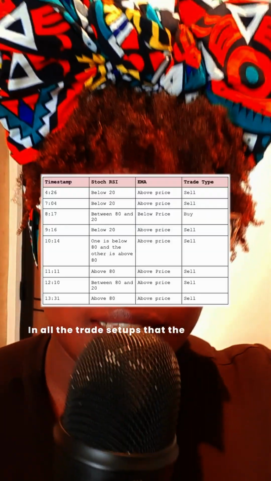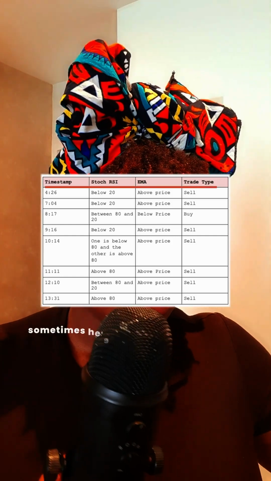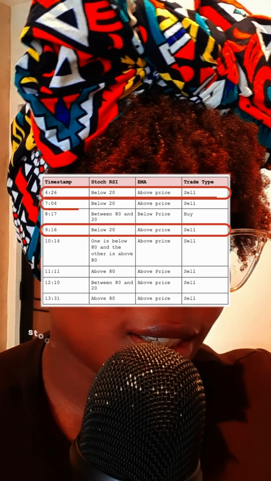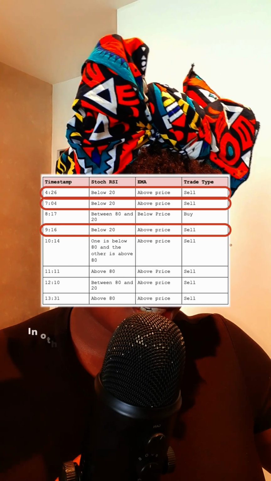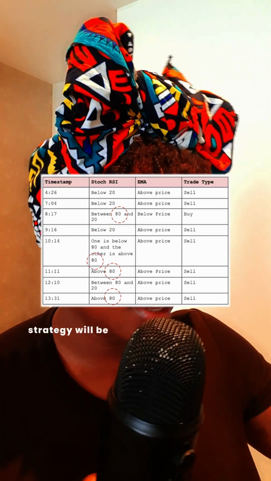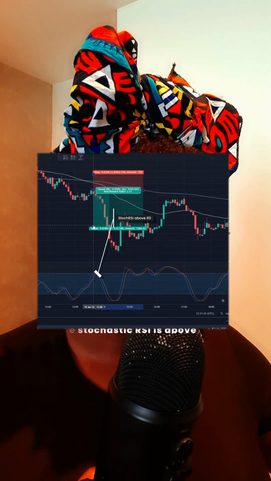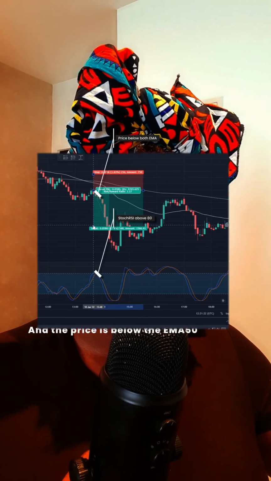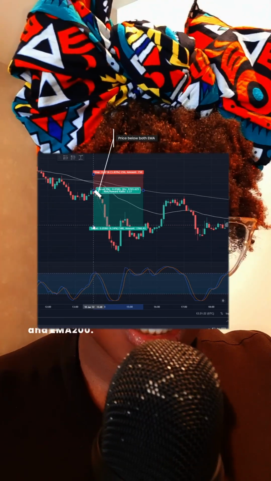After watching the whole video, there seems to be some form of confusion in all the trade setups that the creator showed. Sometimes he's selling when the stoch RSI is below 20 and other times it's above 80. But going with the majority, the strategy will be when the stoch RSI is above 80 and the price is below the EMA 50 and EMA 200, we sell.